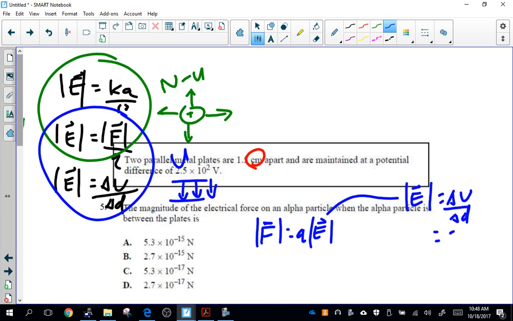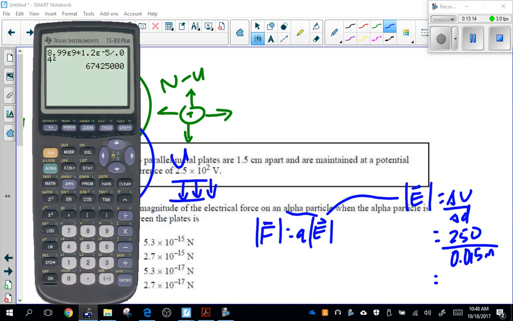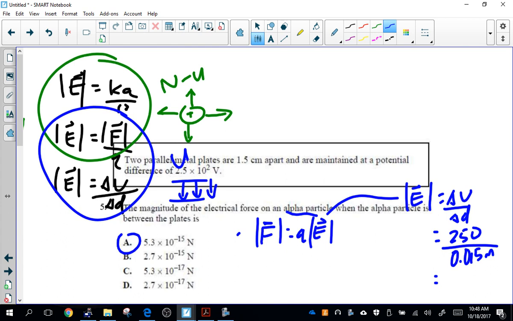So we're going to say it's 250 divided by the distance between the plates of 0.015 meters. And that gives us, I'm not sure what that gives us. But when we get it, we multiply it by the charge of the alpha particle, which is 3.2 times 10 to the minus 19, and then we end up with what force? Now let's find this out here. 250 divided by 0.015 gives me the electric field. Then let's multiply that by 3.2 times 10 to the minus 19. Gives me 5.3 times 10 to the minus 15. So my answer is A. Is that what you said? Yeah. Good.